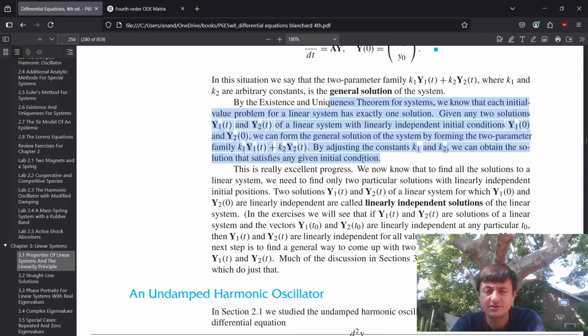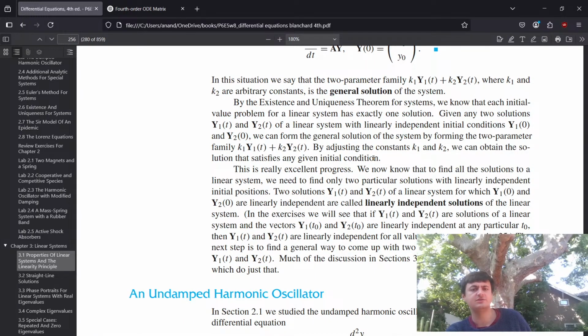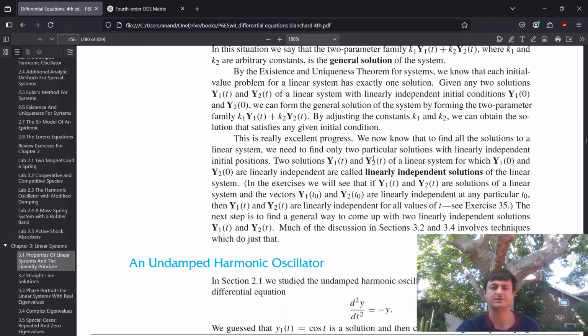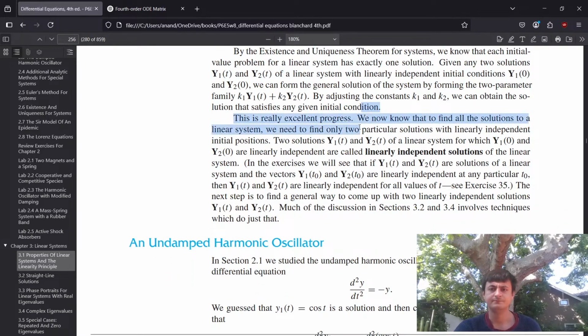Given any two solutions of a linear system with linearly independent initial conditions, right, the initial conditions need to be independent, we can form the general solution of the system by forming the two-parameter family. By adjusting k1 and k2, we can obtain the solution that satisfies any given initial condition. We now know how to find all the solutions to a linear system. We need to find only two particular solutions with linearly independent initial positions.